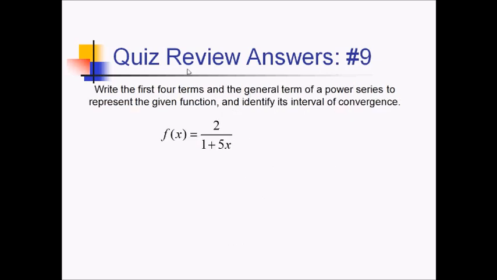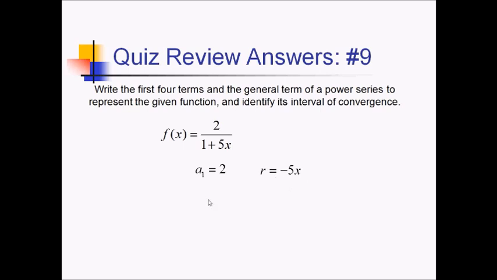For this problem, we're trying to write the first 4 terms and the general term of a power series for this function, and also the interval of convergence. We're going to be writing a geometric series, so we're going to start by getting the A1 and the R values out of this. This is already in A1 over 1 minus R form, or at least you could think of it that way. So the A1 value is just whatever's in that numerator, which is 2. And for the R value, it's whatever's being subtracted from 1 in the denominator. Since we have a plus 5x down here, that means our R value is actually negative 5x.